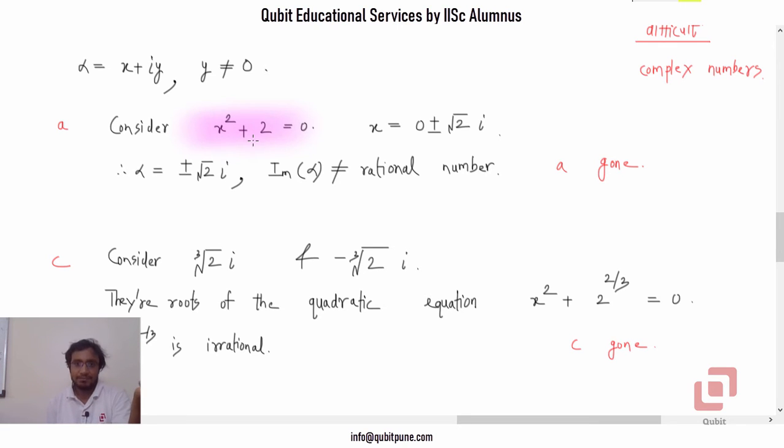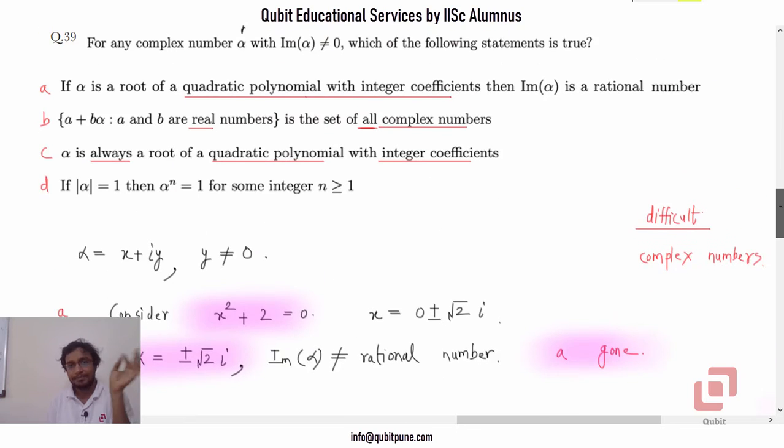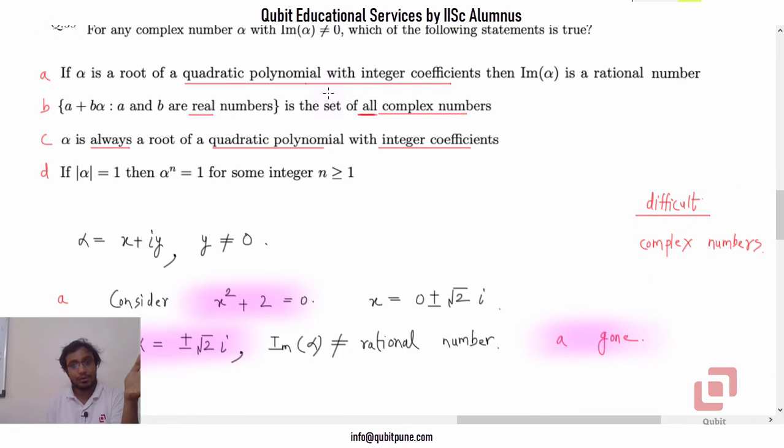What are the roots? Simple. The roots are plus or minus root 2 i, so alpha is that. But here the imaginary part of alpha is not a rational number, it is an irrational number, which is root 2 or negative root 2, so option A is gone. If it is a root of a quadratic polynomial with integer coefficients, then the imaginary part of alpha has to be a rational number, but it is no longer a rational number.